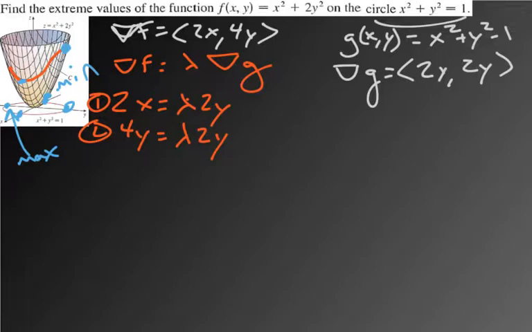I might as well simplify these. So I'm actually going to just take a 2 out of that one using magic, and I'm going to take a 2 out of this one, also using magic. This way I can just work with smaller numbers.